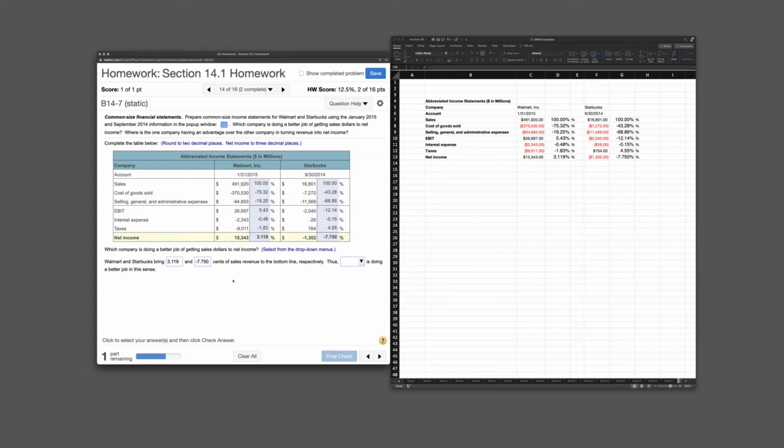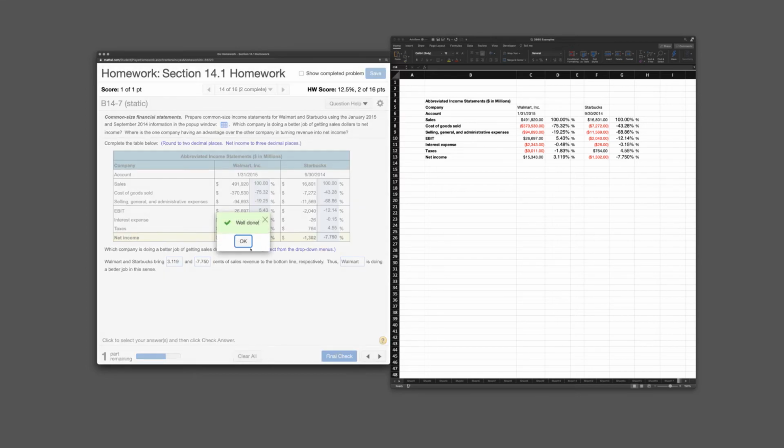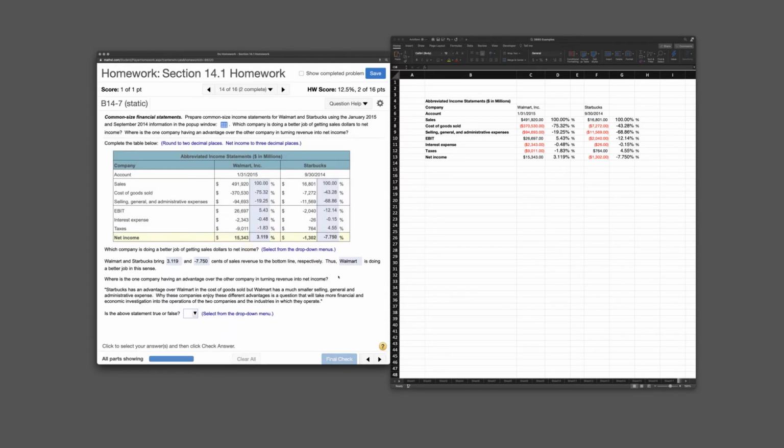So if we look at Walmart's net income, we see 3.19%. Okay, so there were 3 cents in sales dollars going to the bottom line, versus Starbucks, which looks like it's a negative amount. Okay, so we're losing money here. That's how much is going to the bottom line. So therefore, just based off of the net income, you can sort of deduce that Walmart is doing a better job.